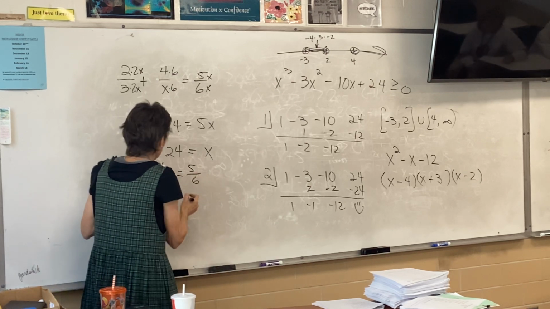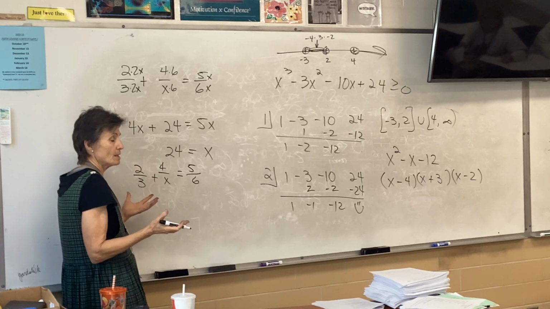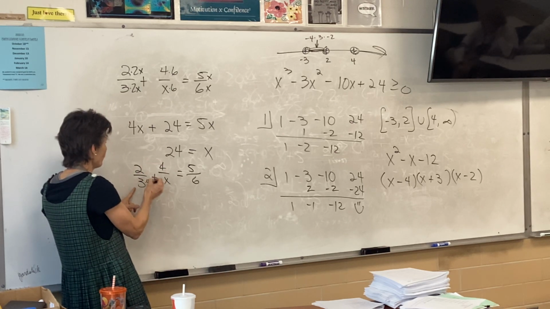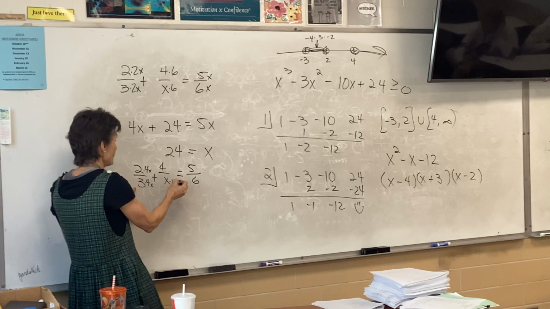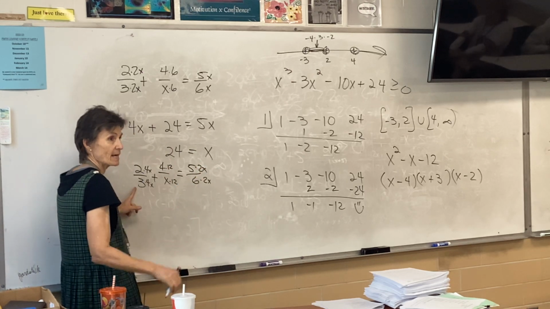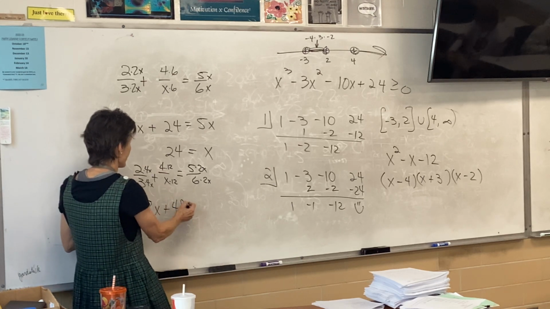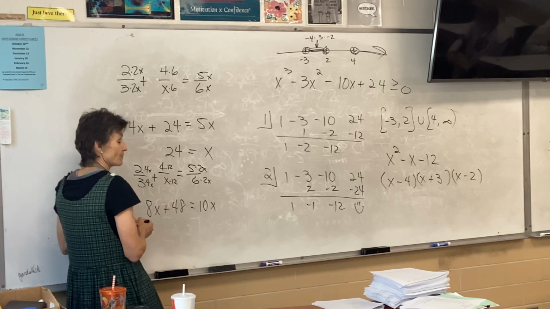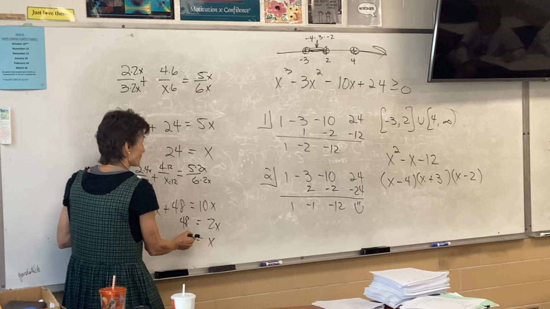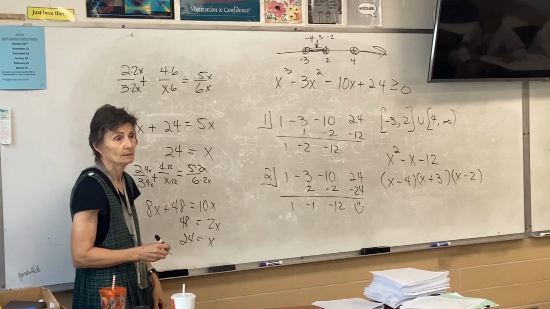I want to show you something real quick. Somebody wanted to use 12x as the common denominator. If I were going to use 12x, perfectly fine, I would multiply this one by 4x, this one by 12, and this one by 2x. Would everybody agree with that? Then my equation is 8x plus 48 equals 10x. So 2x equals 48, and what does x equal? Same thing. It doesn't matter, just get a common denominator.